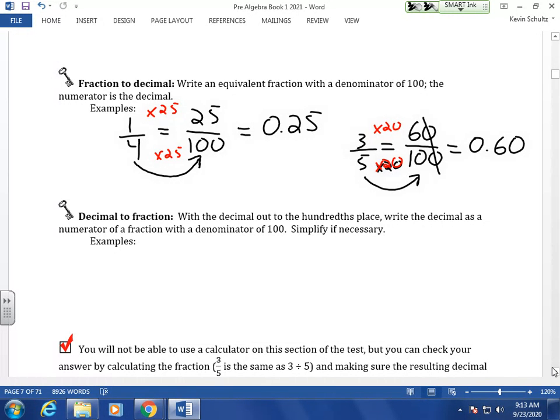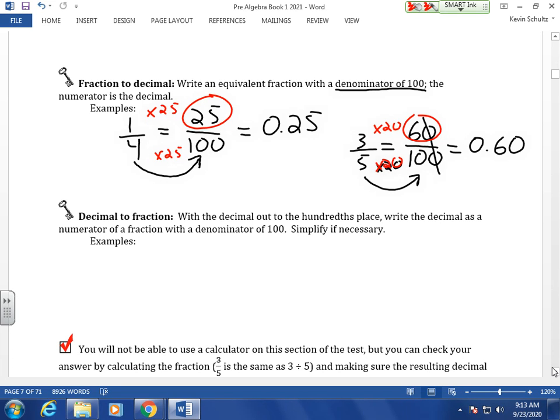So the key to converting a fraction to a decimal, and this can go on your help sheet, is to write an equivalent fraction with a denominator of 100. That's the important piece. And then when you write that equivalent fraction, as you probably noticed, your numerator is the decimal to the hundredths place. 25 hundredths, 0.25. 60 hundredths, 0.60.